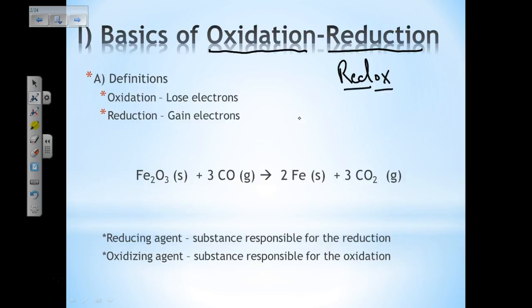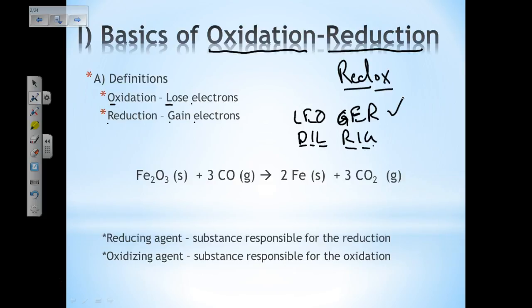And so this is where I come up with the handy dandy little mnemonic LEO-GER, because my birthday is in August. I like LEO-GER. Lose electrons, oxidation; gain electrons, reduction. Or you could say OIL RIG: oxidation is loss, reduction is gain. But I prefer LEO-GER. It's the August in me.